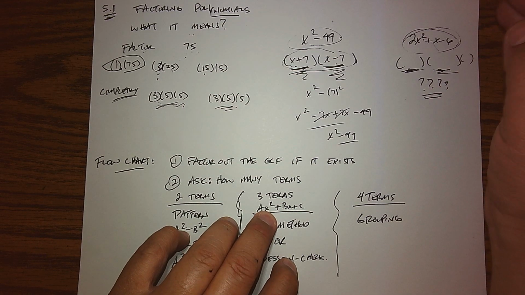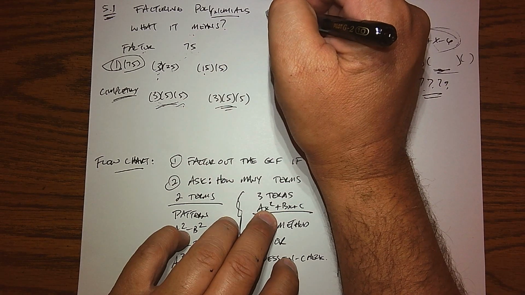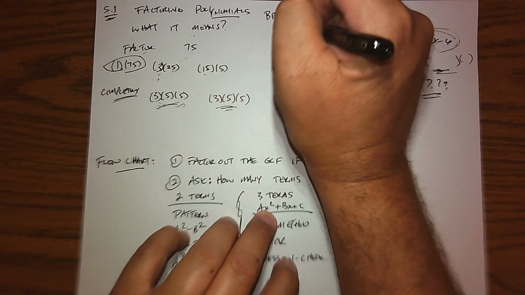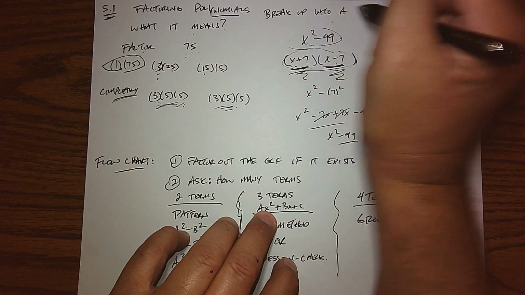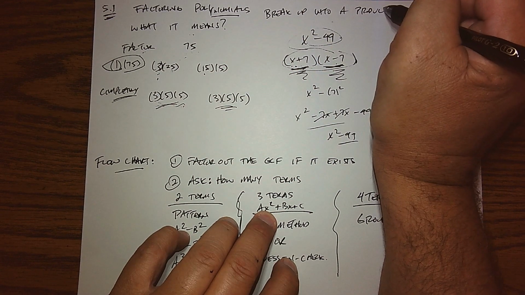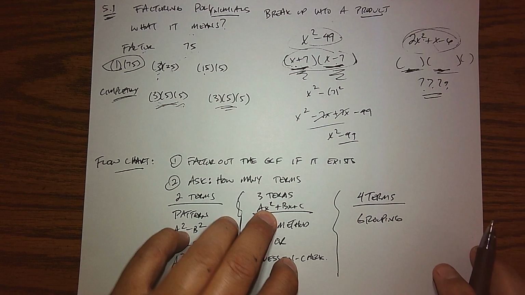We're basically taking a polynomial and we're breaking it up, right? Break up into a product. What times what gives me the polynomial?